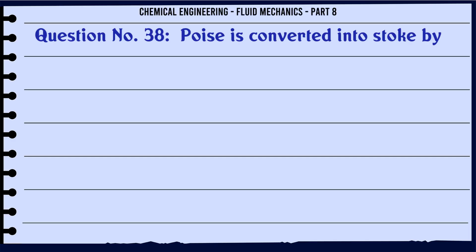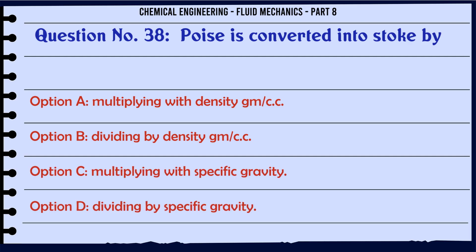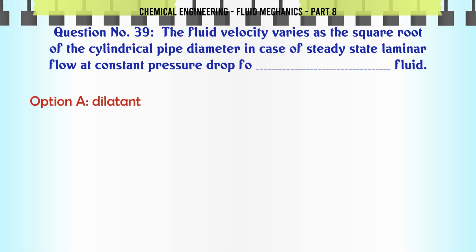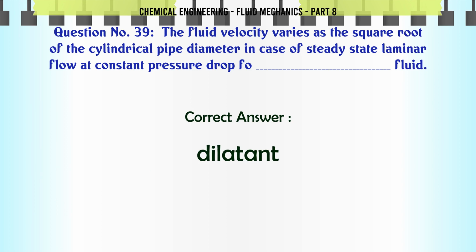Poise is converted into Stoke by A. multiplying with density in gm/cc, B. dividing by density in gm/cc, C. multiplying with specific gravity, D. dividing by specific gravity. The correct answer is dividing by density in gm/cc. The fluid velocity varies as the square root of the cylindrical pipe diameter in case of steady-state laminar flow at constant pressure drop for A. Dilatant, B. Pseudoplastic, C. Bingham plastic, D. Newtonian fluid. The correct answer is dilatant.